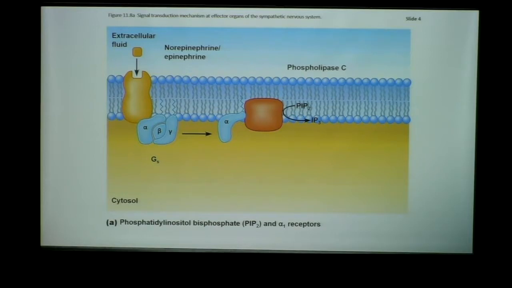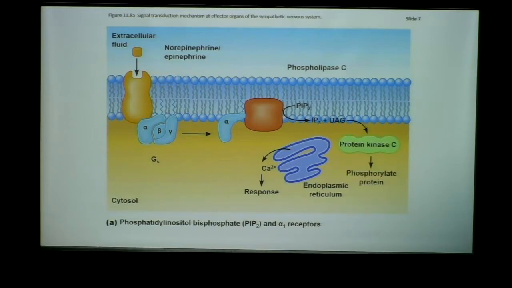So PIP2 then gets cleaved into two other components, two other molecules. The first one is IP3, okay, IP3. The second one is DAG, okay? So DAG and IP3 together are the two byproducts that came about from cleaving PIP2, all right? Now, these are our second messengers, specifically DAG. DAG is going to enter the cell, okay? It's going to turn on enzymes, protein kinase C.